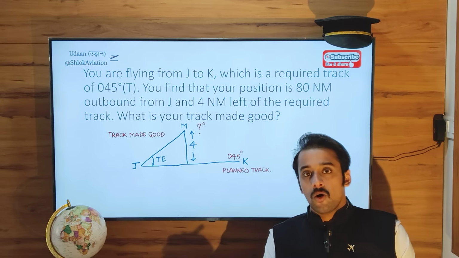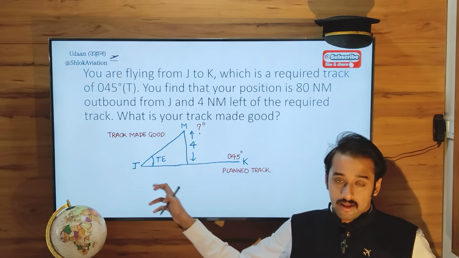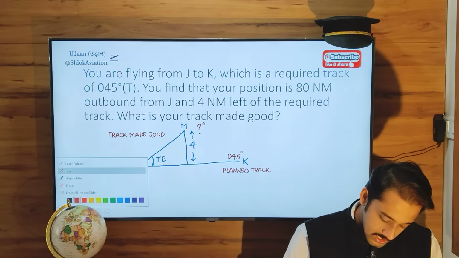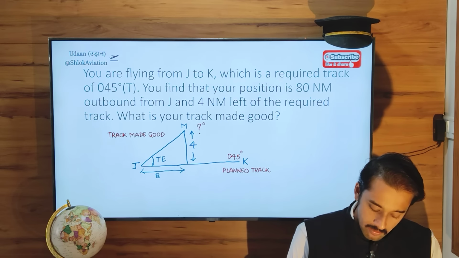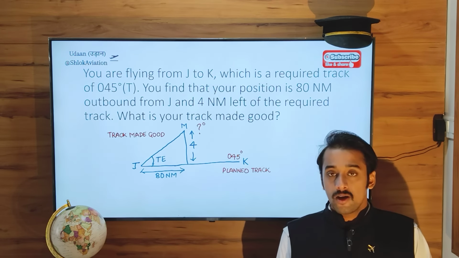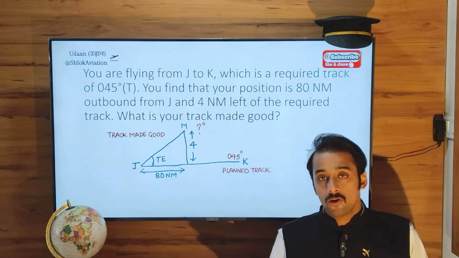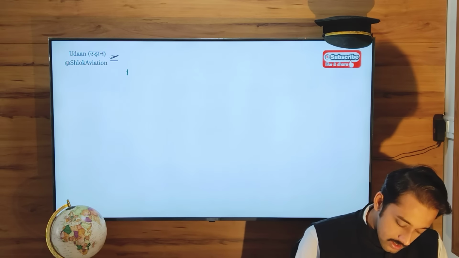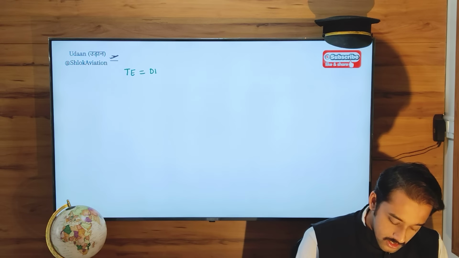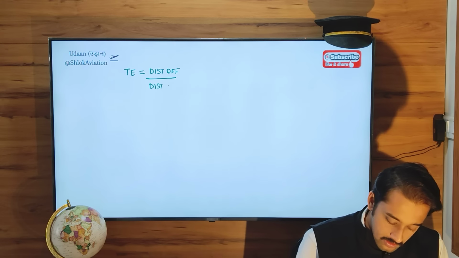So to find the direction of track made good, you will first have to find the angle, that is track error angle. Okay, and this distance is how much? This is 80 nautical miles. After traveling 80 nautical miles from J, you have found yourself 4 nautical miles deviated from the original track or planned track. So track error equals distance of track divided by distance gone into 60.